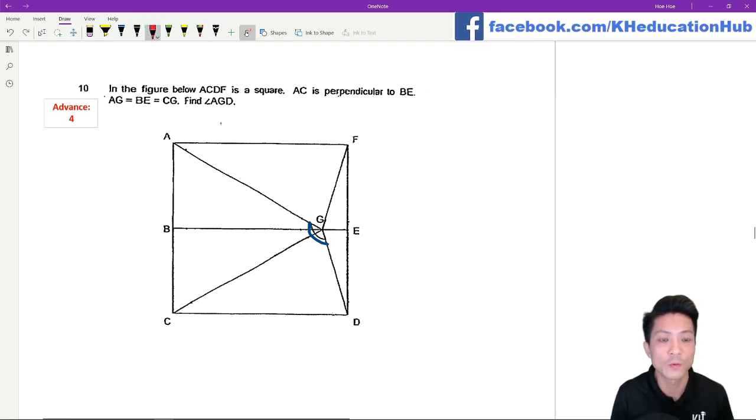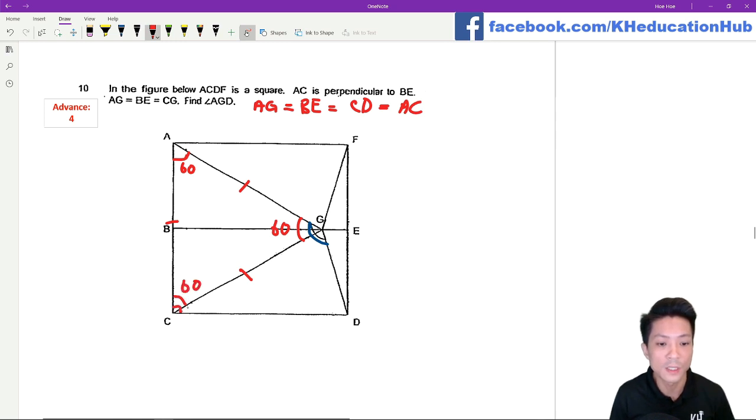Okay, the first thing we need to realize is this is an equilateral triangle, because if AG is equal to BE, which is equal to CD, and that means it will also be equal to AC. So this is 60, this is 60, this is 60, and since we know this is 90 degrees, so this is 30.